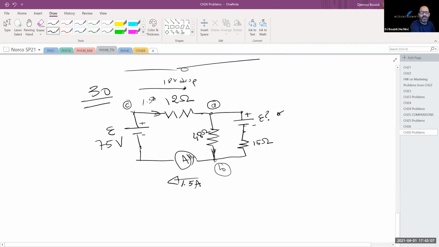Okay, followed by some drop in here between A and B to make up the voltage drop between C and D to be 75, because this is the voltage drop between C and D, because this is an ideal ammeter. It has no resistance, so there's no drop in between it. So if I think about the problem, I know this voltage drop between A and B. It's 75 minus 18.